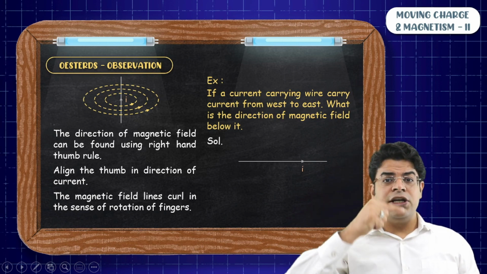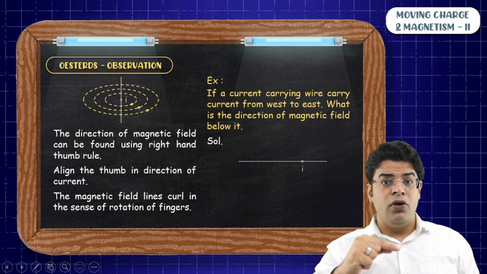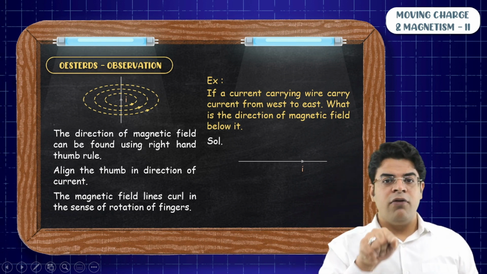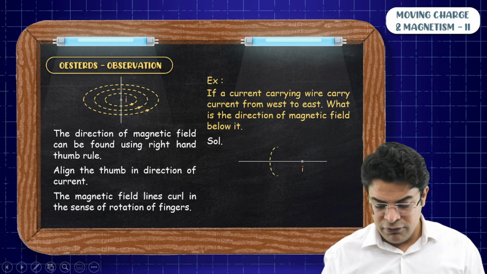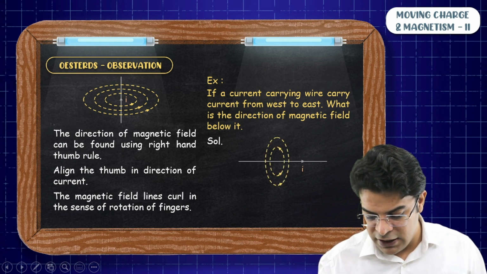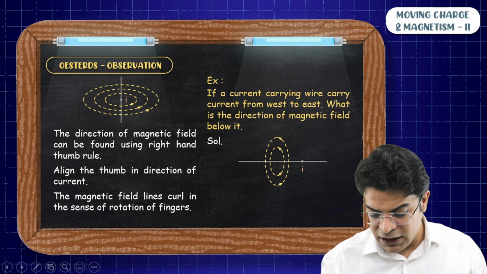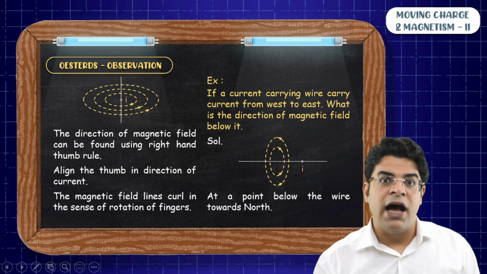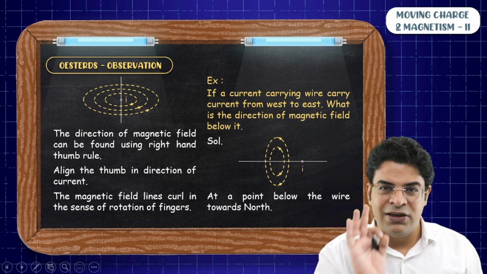They are asking you the direction of magnetic field at a point below the wire. So the tangent on this curve at a point below the wire will be towards north. So you will say that this is what the magnetic field lines will look like. At a point below the wire, the field will be towards north. Sir, I haven't understood. We will practice this a lot. See the next example.